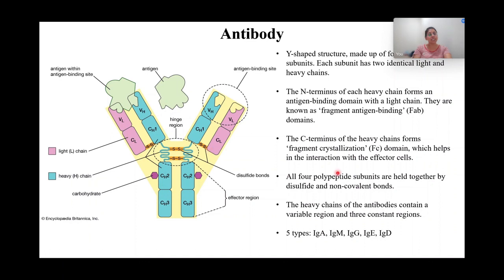Once your antigen has bound here, the antibody has to bring out effects like probably targeting it for phagocytosis, or probably targeting it for killer cells. Those interactions with other cells happen because of the conserved region, and that's why they are also called the effector region, because they bind to the effector cells.